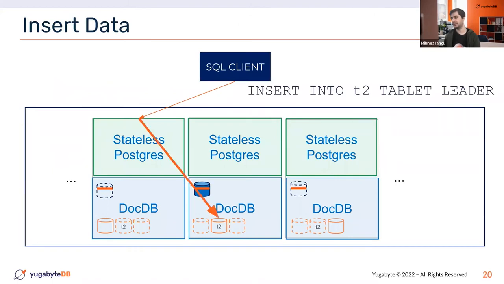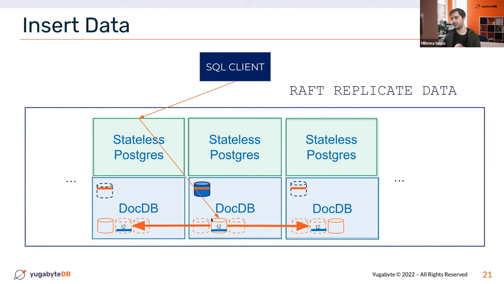So again, let's look at an insert row. We have to find the tablet leader, and it can be on the same node or on a different node. We send it to the right node, and then we wait for Raft to replicate the changes, and then acknowledge back to the client, and basically we're done.